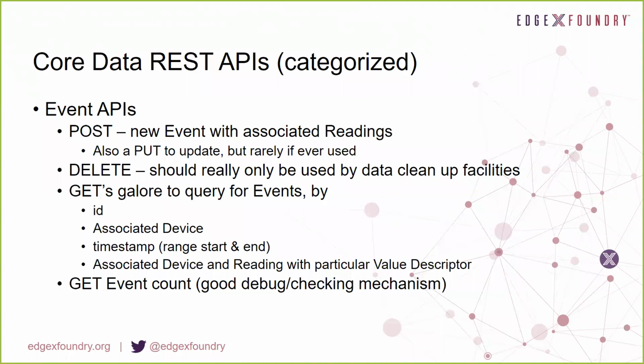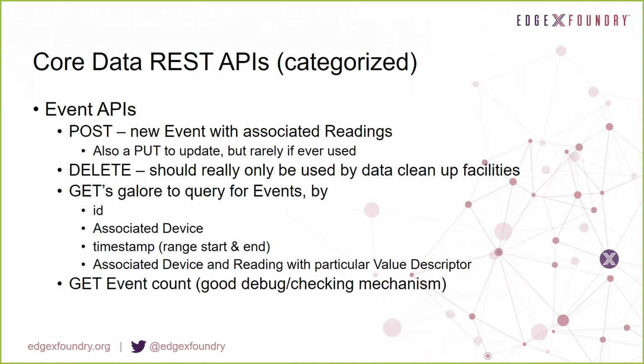So we have APIs around events, as you would imagine. And those APIs allow us to do things like post. You can delete an event and its associated readings. This is typically not going to be done by code you would write. This is typically going to be done by things like that scrubber that I talked about. And we've got gets galore, all sorts of get APIs to get events by their ID, as you saw. You can get an event by its associated device, by a timestamp range, by the associated readings, a value descriptor.